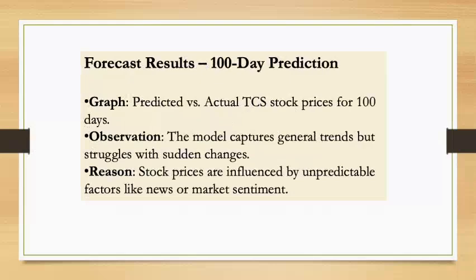Next we have the forecast results, which is a 100-day prediction. Graph: it gives us the predicted versus actual TCS stock prices for 100 days. Observation is the model captures general trends but struggles with sudden changes. Here the reason would be the stock prices are influenced by unpredictable factors like news or market sentiment.